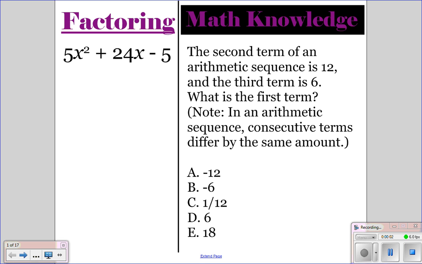Alright, so y'all go ahead and do the factoring and the math knowledge question for today. Pause the video, and then once everyone is finished, you can unpause the video and I'll go over the correct answers. So we're going to start off by multiplying this 5 by -5 to remove it.